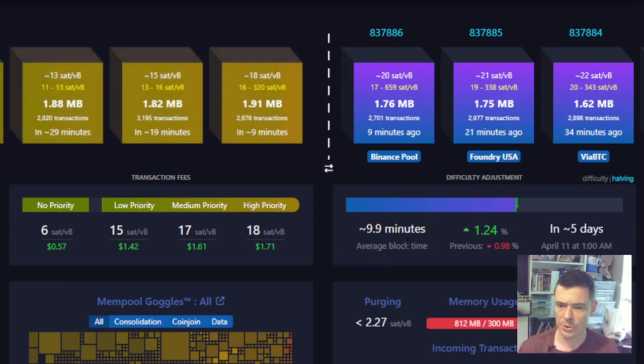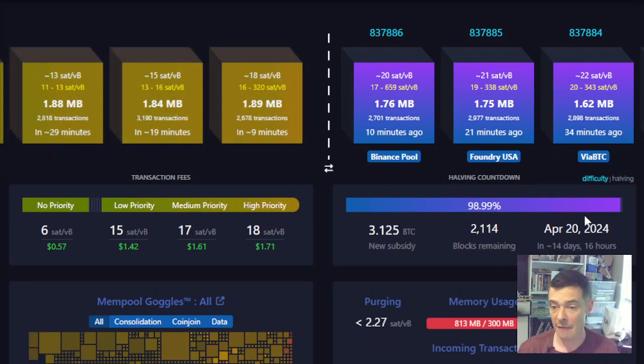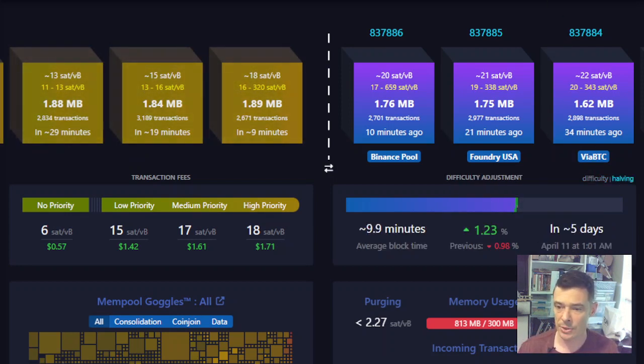And if you have a no priority transaction, you can probably expect to get it in the blockchain within about 24 hours. And then here you can see a little bit on the difficulty adjustment. We also have a halving coming up, which only happens every 210,000 blocks. We're getting pretty close to that. That's just in a couple weeks.